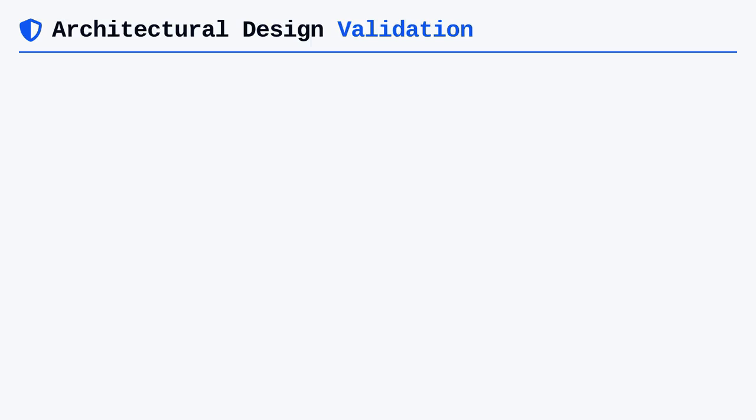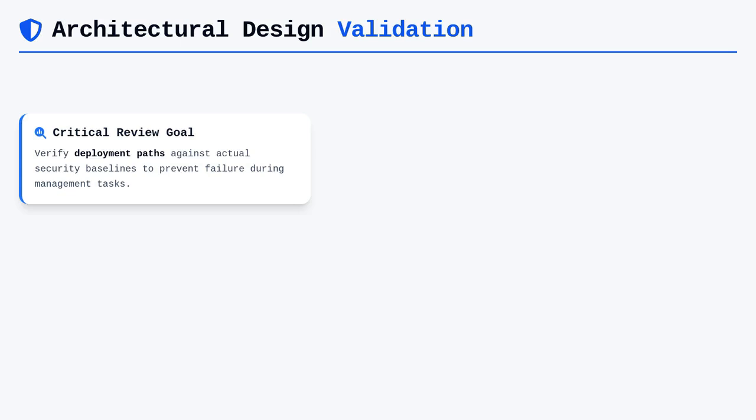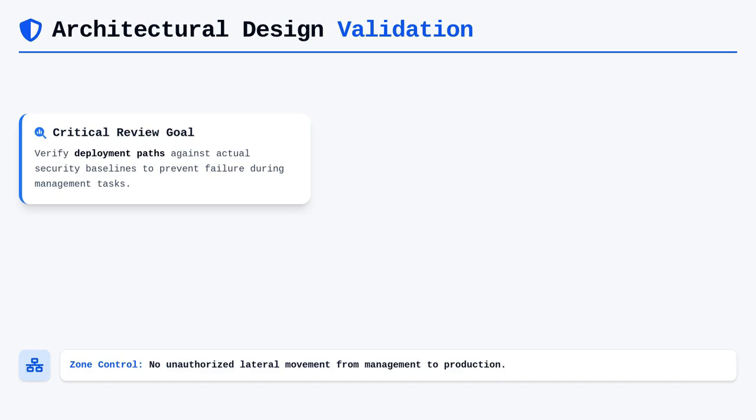Validation of these designs is a critical step that is frequently overlooked until a management task actually fails. We need to perform an architectural review that specifically tests the viability of the proposed policy deployment paths against the actual security baselines in place. This involves verifying that the communication channels remain within the defined management zones and that there is no unauthorized lateral movement possible from the management components toward production assets.